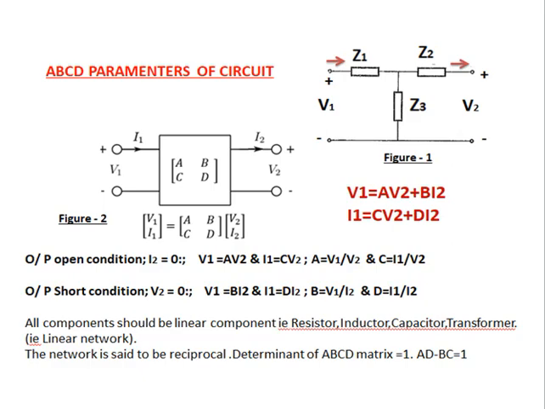All components should be linear components only, that is resistor, inductor, capacitor, transformer. That is a linear network. The network should be reciprocal. The determinant of the ABCD matrix is equal to 1, that is, AD minus BC equal to 1.